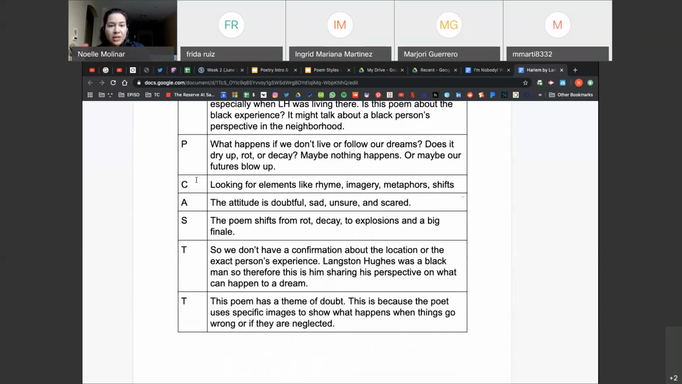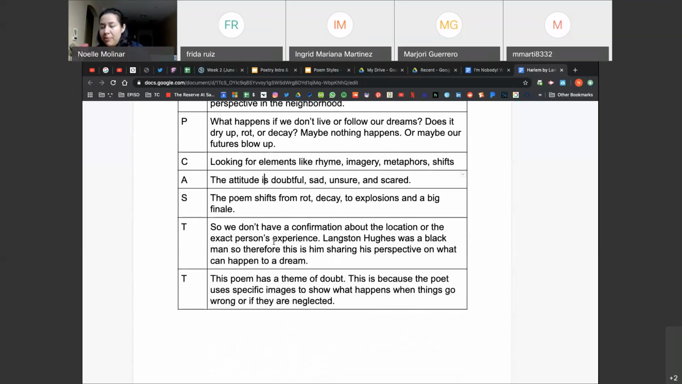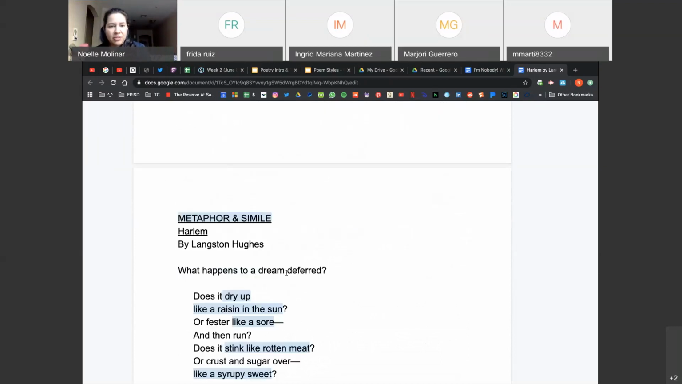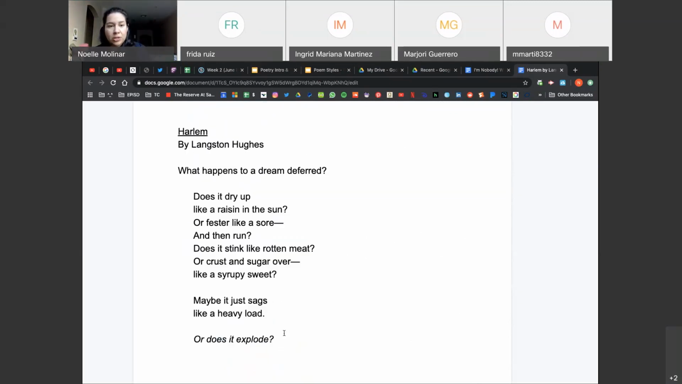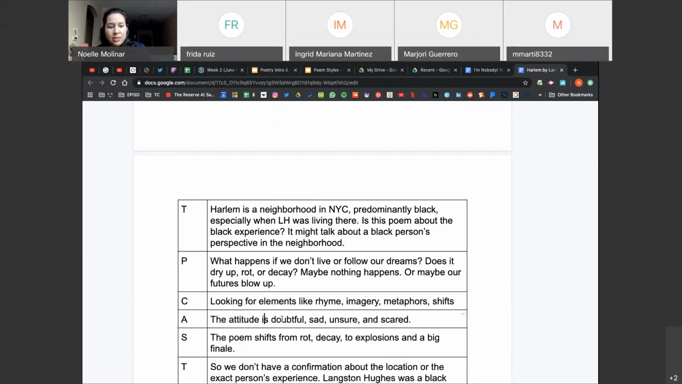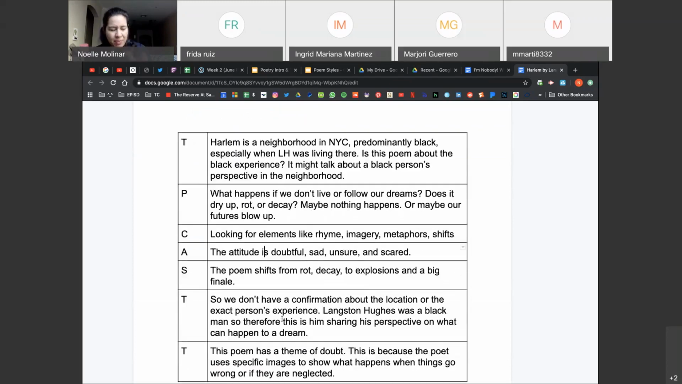So if I say, okay, looking for elements, and if I see your paper and it looks like this, okay, I know where you're looking. If you turn it in a digital version and you have all these different colors happening, great, you showed your work. You're showing that you're looking at these poems in depth with profound thinking.